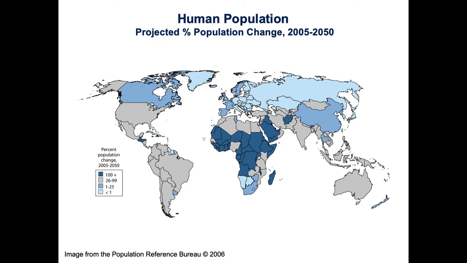The really light blue are the ones that are expected to grow less than 1%. And this includes a lot of Eastern and Central Europe and Russia and a few other countries spread in there as well.